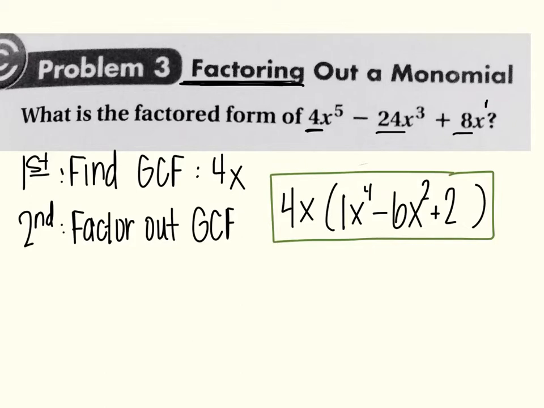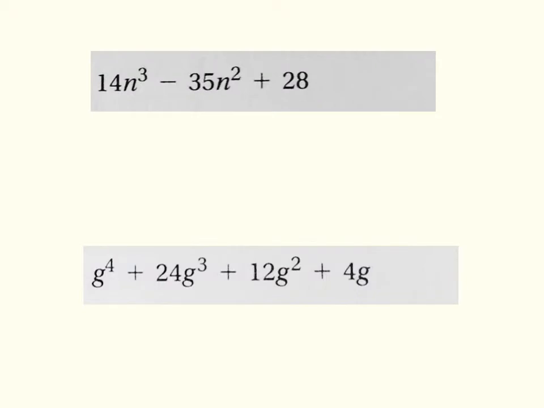Okay, so that's how you factor out a monomial. Let's do a couple more. We're going to call this first one B. We'll call this one down here C.